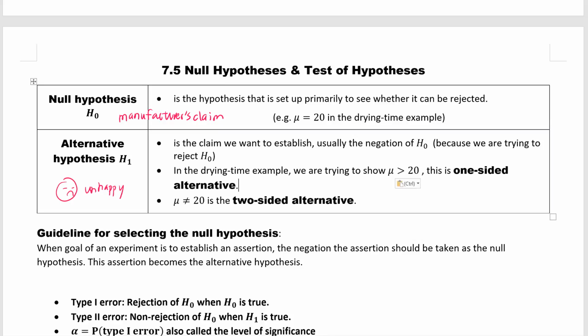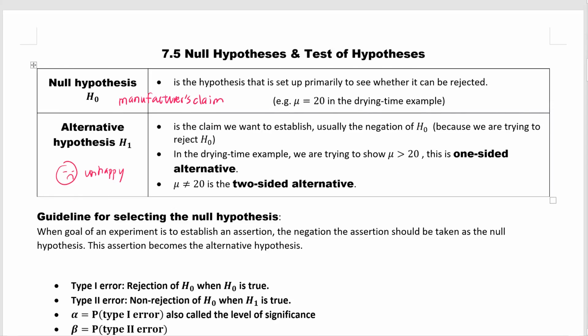Or maybe we have some machine parts. We need the parts to be exactly 10 centimeters. When it's bigger than 10 centimeters or smaller than 10 centimeters, it won't fit our machine. So in that case, we need to pick a two-sided alternative. When mu is not equal to 10, we're not happy. We want the parts to be exactly 10 centimeters.